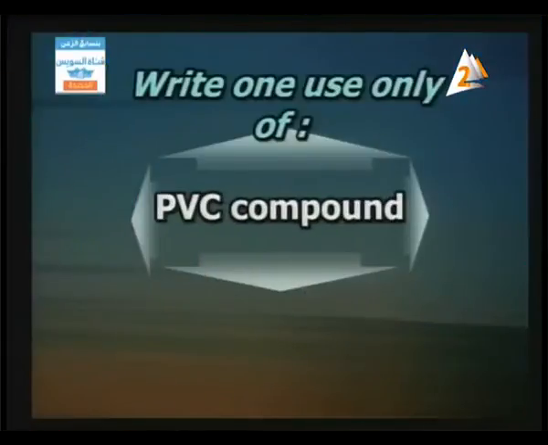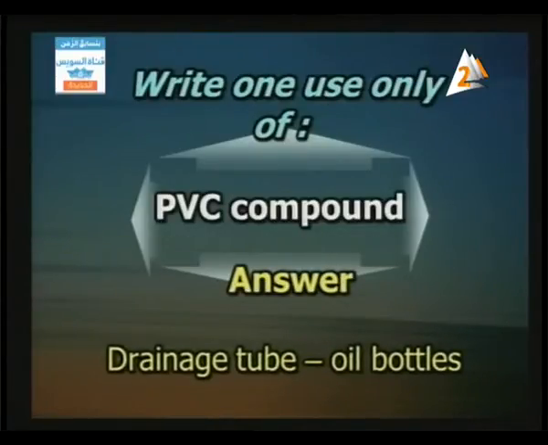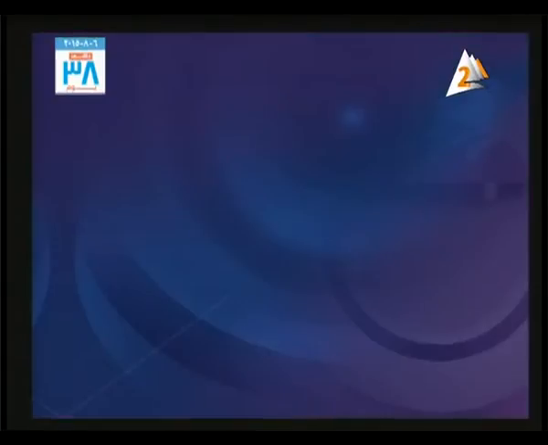Concentrate with us. We have another one here. Write one use of each one of these materials or devices. The first one we have is PVC compound. PVC compound means what? It means polyvinyl chloride. So the answer is drainage tubes and oil bottles. It is a type of plastic that we use to make drainage tubes and oil bottles. Let's go to see another one of these questions.